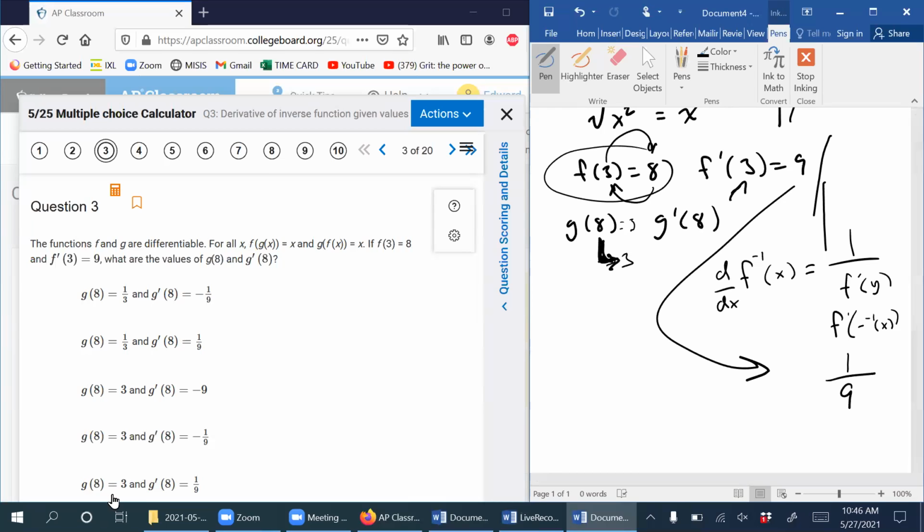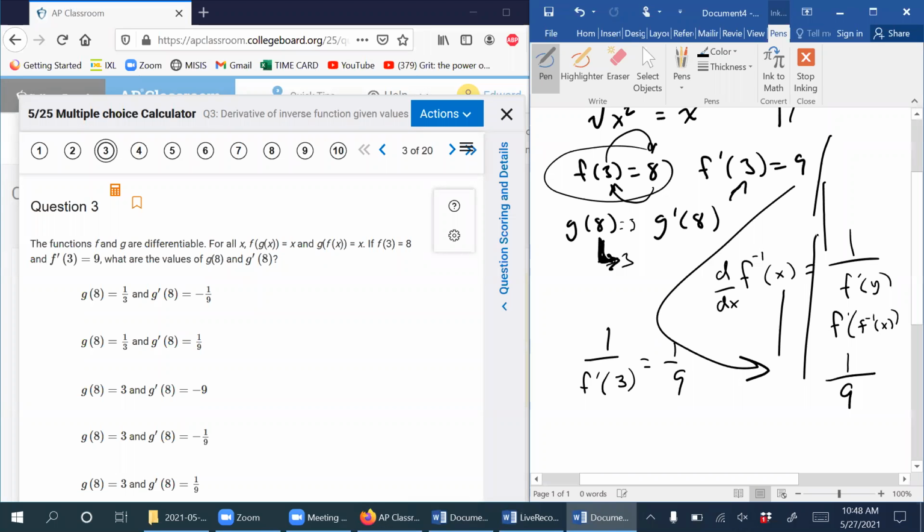So they actually tell us right here on the left-hand side, you can see that it says g of 8 is 3, which is our inverse operation. And then the derivative of our inverse is really 1 over the derivative of our original function, which in this case is 1 over f prime of 3. Okay. Do you remember that rule? Yeah, that was pretty much the rule.